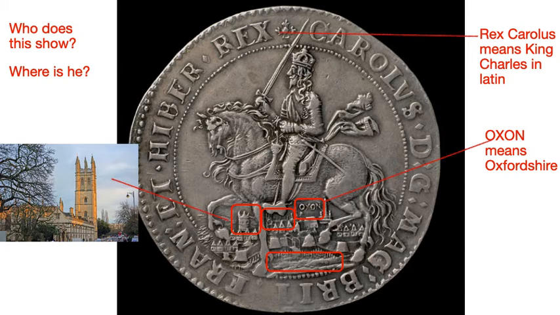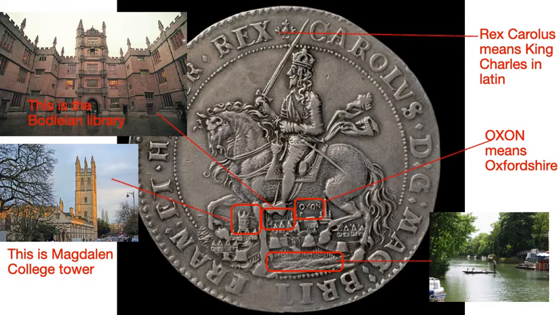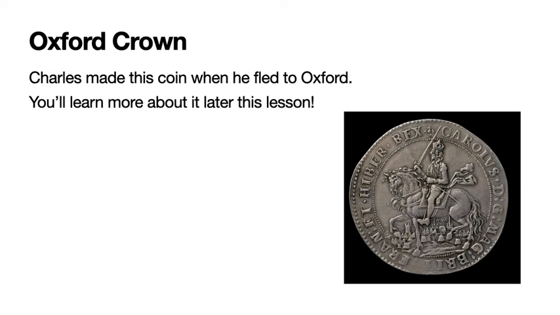So the tall one, that's Magdalen Tower. The centre one, we've got an image of the Bodleian. And of course at the bottom we've got the Thames River. This artefact is known as the Oxford crown.